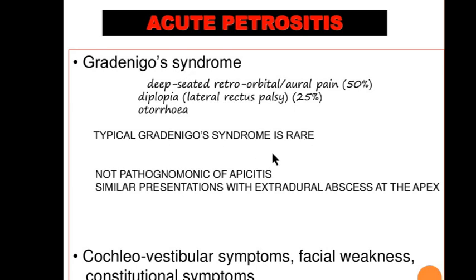Typical Gradenigo syndrome is rare. What happens is actually nowadays with aggressive use of antibiotics and people coming to the hospital early, the infection is usually controlled before it reaches this stage. Often associated with Gradenigo syndrome, they'll have other symptoms of cochleovestibular involvement and facial weakness. But Gradenigo syndrome as such involves these 3 features. Please remember it: deep-seated retroorbital pain, diplopia and otorrhea.